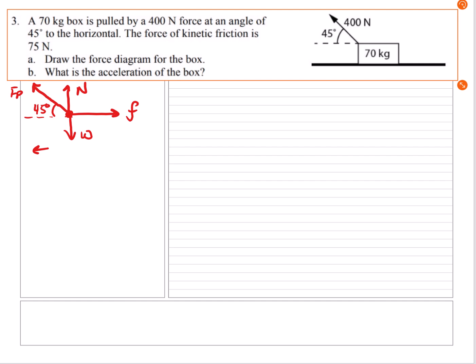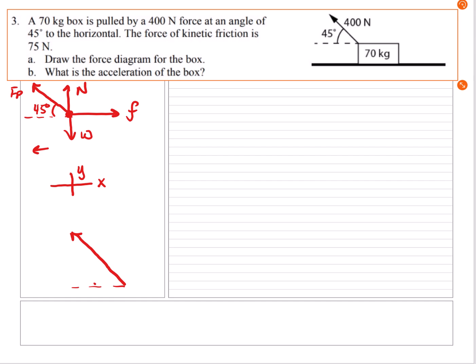So if you notice, we are on a flat surface. Since this is a flat surface, y is perpendicular to the earth, x is parallel to the earth. So we notice FP is at an angle. So we must resolve that into x and y using sine and cosine.